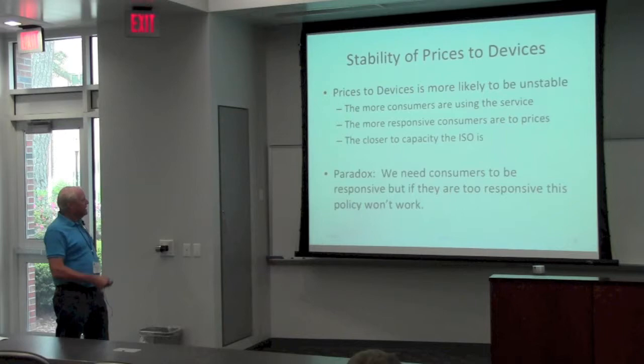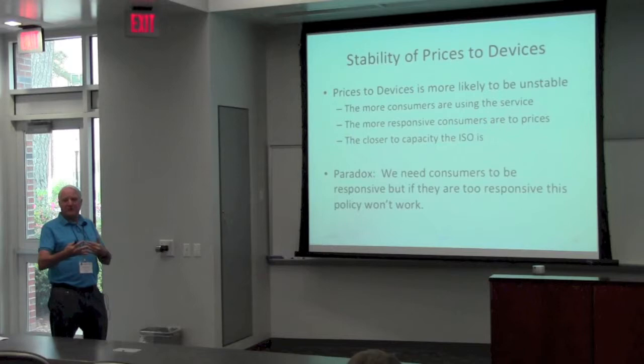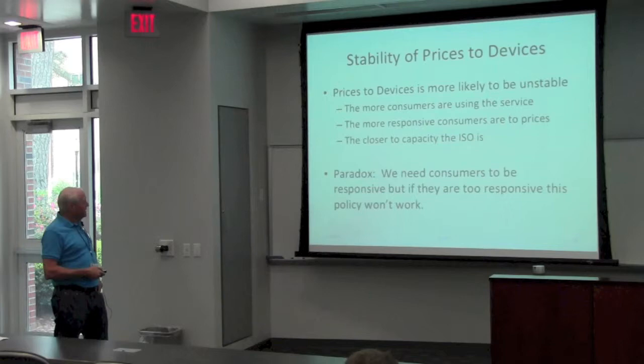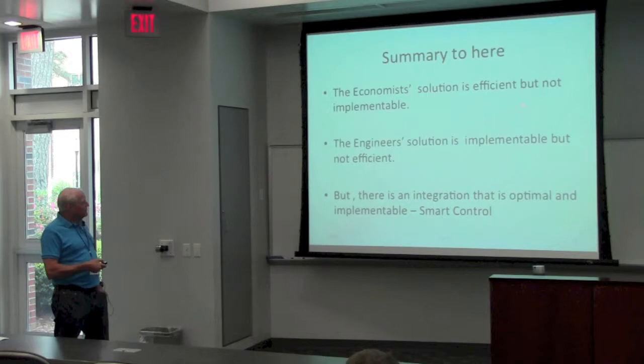At some level, the question is, you want consumers to be responsive to help you out in the network, but if they're too responsive, you've got a problem with this policy. And so it's a very risky policy. So the argument to here, and I went through this pretty fast, and I have a lot of stuff behind it, but basically the argument at this point is that the economist solution is efficient, but it can't be implemented. The engineer solution is implementable, but it's not very efficient. So the question is, can we find something in the middle that integrates the two? And that's what I'm going to talk about next.